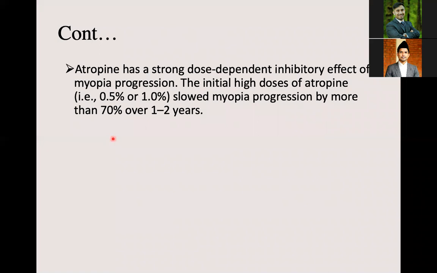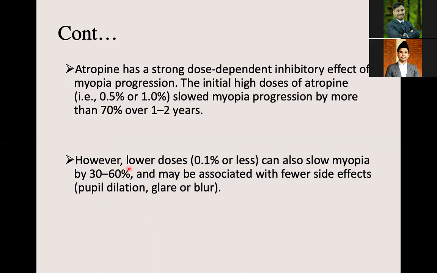Atropine has a strong dose-dependent inhibitory effect on myopia progression. The initial doses of atropine, 0.5% or 1.0%, slowed myopia progression by more than 70% over 1-2 years. However, the lower dose, 0.1% or less, can slow myopia by only 30 to 60% with fewer side effects. That means 0.5% and above is more effective for myopia progression and axial length reduction, whereas 0.1% and 0.01% atropine also slow myopia, but only by 30 to 60%.